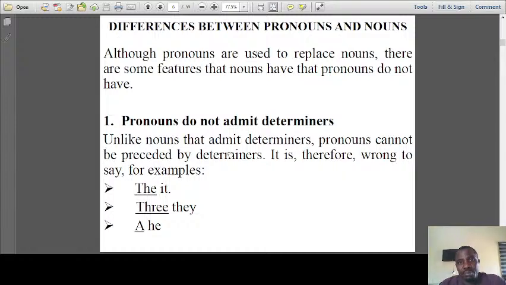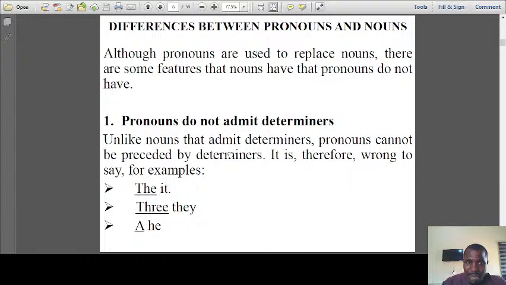Differences between pronouns and nouns. Now recall that we have emphasized that pronouns are used to replace nouns to avoid repetition. But it is necessary for you to know that even though pronouns are used to replace nouns, there are some attributes in pronouns that are not in nouns, and there are some attributes in nouns that are not in pronouns. That calls for differences between pronouns and nouns. So even though you are using pronouns to replace nouns, there are some things you won't do while doing that.